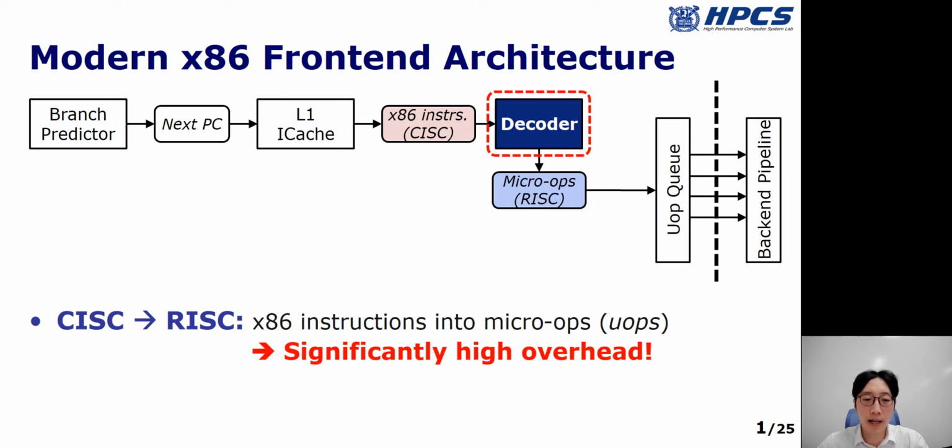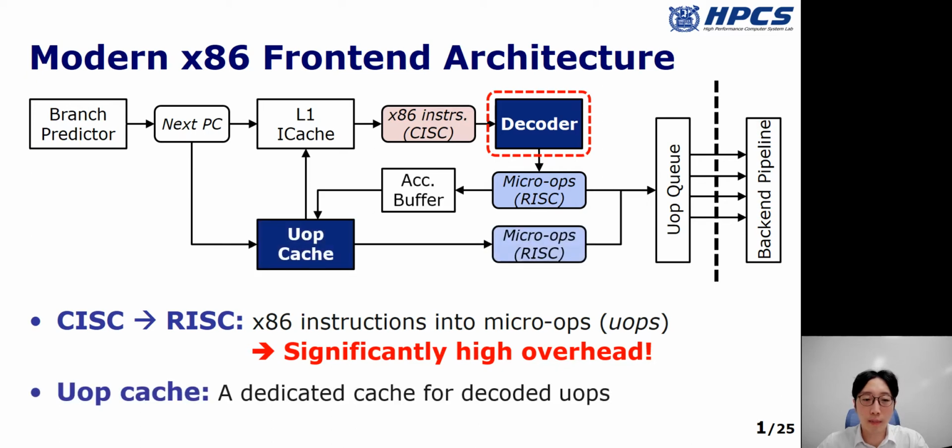To avoid this high decoding overhead, modern x86 processors adopt microop cache, a dedicated cache for decoded microops. With microop cache, we can bypass the expensive x86 decoding logic. For example, if the microop cache hit occurs, the cached microops are directly sent to the microop queue without taking the decoding logic. By doing so, the microop cache can significantly reduce the decoding overhead.